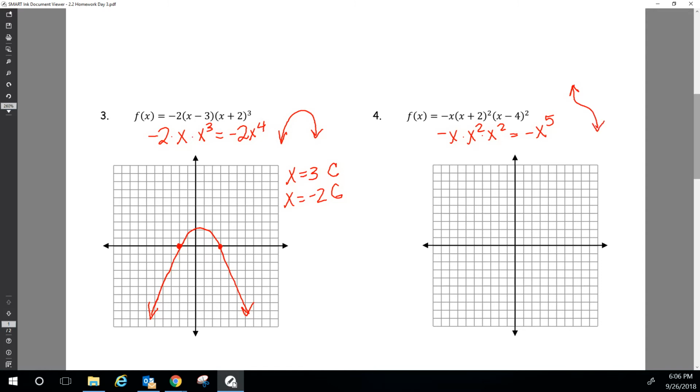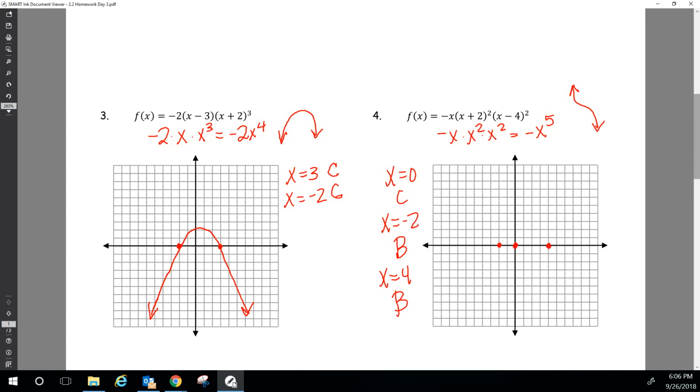My zeros are at 0 with a multiplicity of 1, so we're crossing. At x equals -2 for this guy, it's got a multiplicity of 2, which is even, so we're bouncing. And at x equals 4, again, multiplicity of 2, we're bouncing there as well. So here we go. We got 0, -2, and 4.